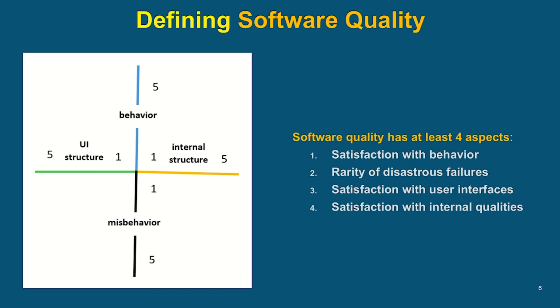A third aspect is satisfaction with the software's user interface. As with the behavioral aspect, this may result in a weighted average of user group opinions. The fourth aspect is developer, tester, and quality support satisfaction with the software's internal qualities, as defined by the LightRM quality model. According to this view, high software quality implies high user satisfaction with software behavior, extremely rare disastrous failures, highly usable interfaces, and high developer, tester, and quality support satisfaction with internal qualities such as understandability.